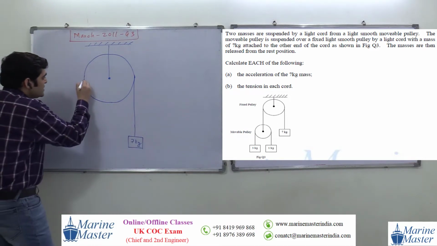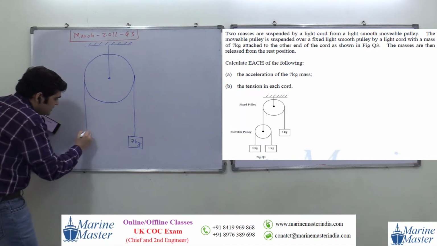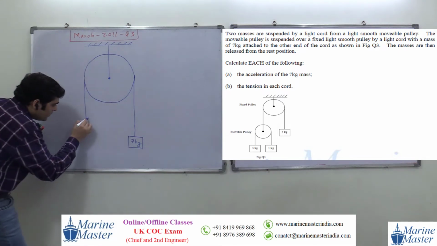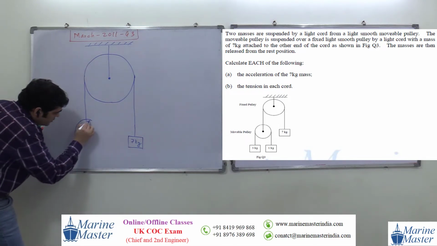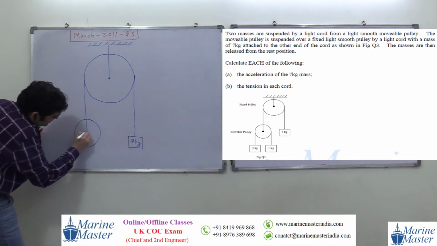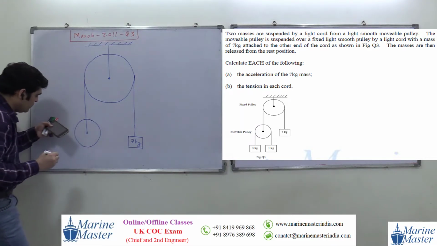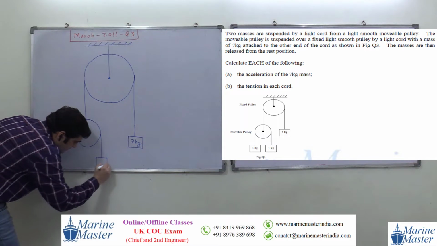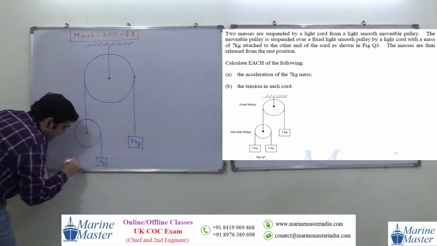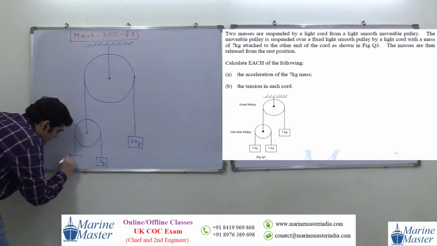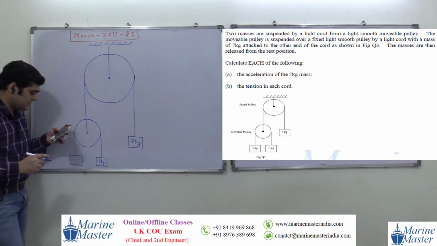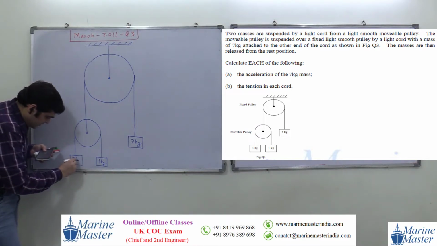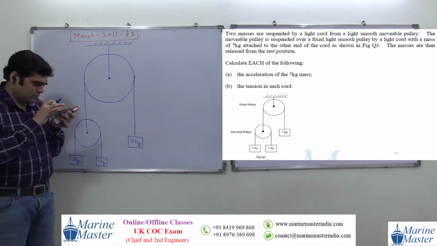And on the other side of this pulley, what do we have? A movable pulley. So this is our movable pulley. On one side of the movable pulley, what do we have? This is a 1 kg mass. And on the other side? 2 kg or 3 kg? It is a 3 kg mass. Okay, try to observe the scenario.